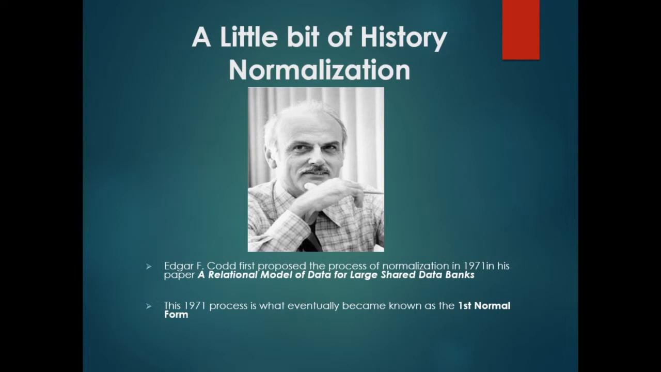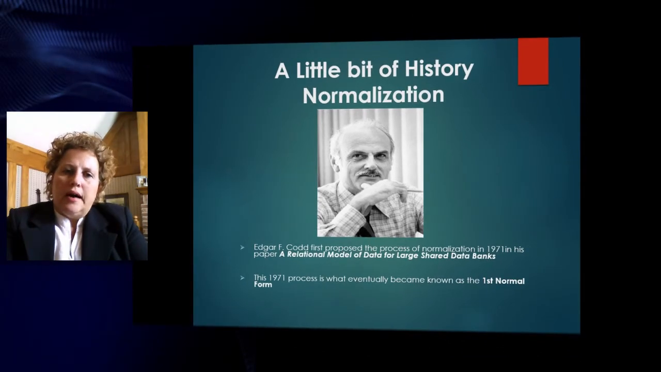And in his paper he said, and I quote, "There is, in fact, a very simple elimination procedure which we shall call normalization. Through decomposition, non-simple domains are replaced by domains whose elements are atomic or non-decomposable values." Atomic, in this sense, means the smallest unit, or can't be divided anymore. And so 1971 was the first time that we thought about normalization as a concept and how to do it.